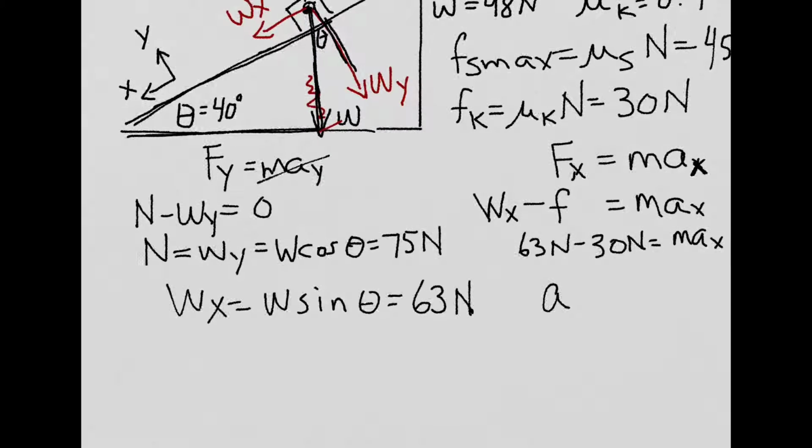If I solve for that acceleration in the x direction, we go down the ramp with a net force of 33 newtons divided by 10 kilograms. Sorry, 33 newtons divided by 10 kilograms equals 3.3 meters per second squared.